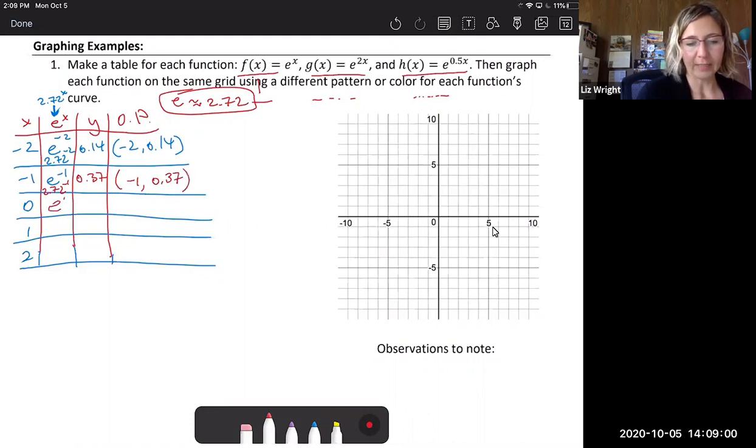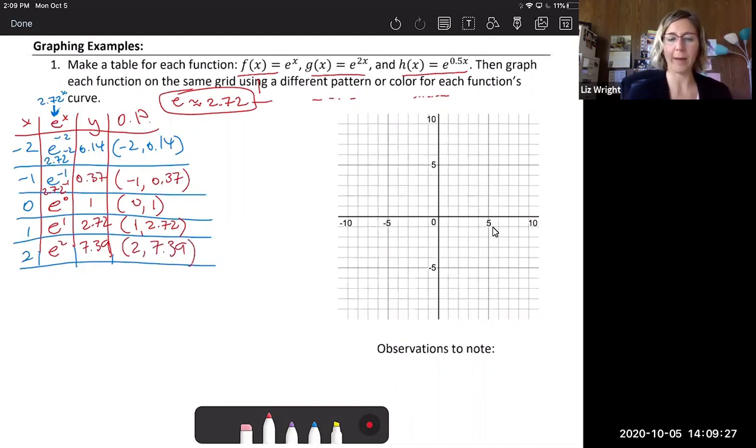Then we're going to have e to the 0, which is going to give us 1. So we're going to graph the point 0, 1. Then we have e to the 1, which is going to give us 2.72, which is going to be 1 and 2.72. Then we're going to have e squared, which is going to give us 7.39. And then we're going to have 2, 7.39 for that.